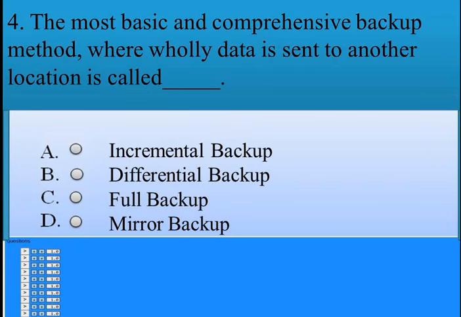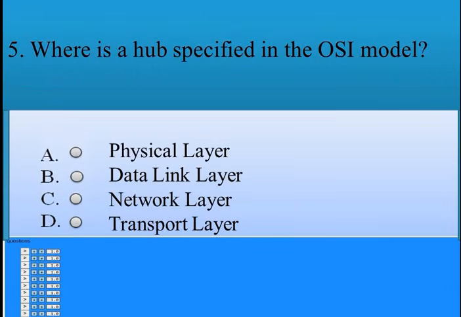Full backup. Question number 5. Where is a hub specified in the OSI model? A. Physical layer, B. Data link layer, C. Network layer, D. Transport layer. The correct answer is A.